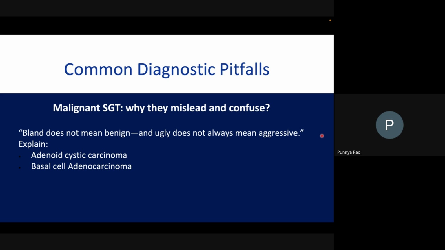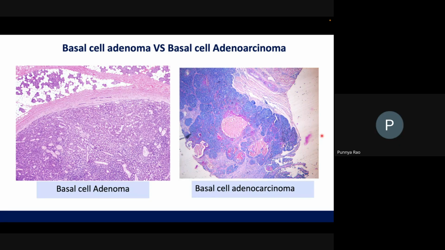So AFIP classification comes into play here, and you have to know which of them should be categorized as low risk, intermediate risk, because the therapy usually varies based upon the type of classification or diagnosis that you give. So most commonly, as I told, basal cell adenoma versus basal cell adenocarcinoma, I already mentioned about it. There will be a well-defined capsule in basal cell adenomas, whereas they are infiltrative in adenocarcinomas.